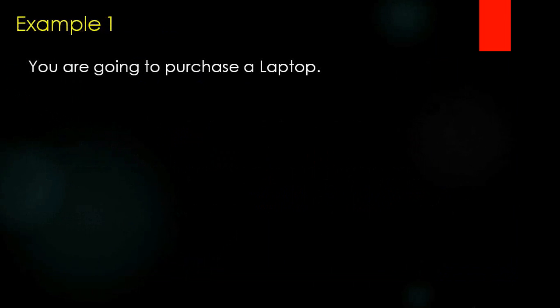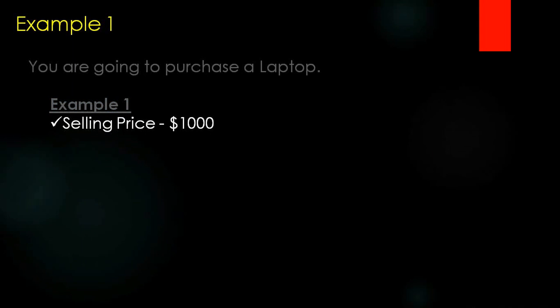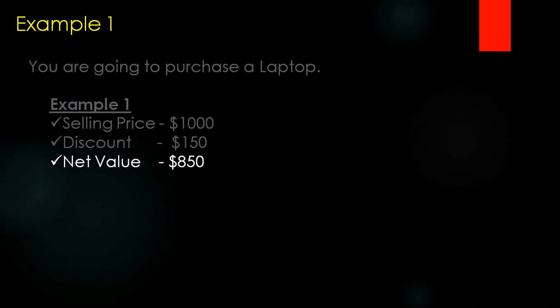Example 1. You are going to purchase a laptop. When you go to a shop to purchase a laptop, you have a selling price of $1,000 for the laptop, and there could be a special discount, say $150, and the net value will be only $850. But on top of that, you need to pay some tax or GST, say 12%. So you need to pay $102. Finally, the total price will be $850 plus $102, which is $952. That is one example of what happens in real time when we buy something.